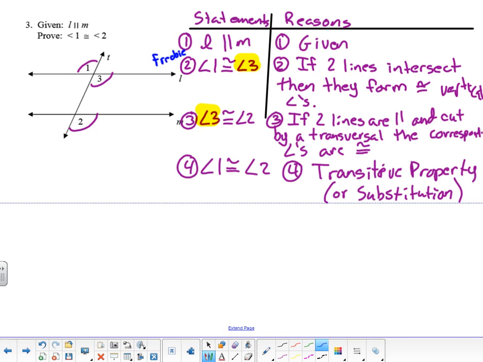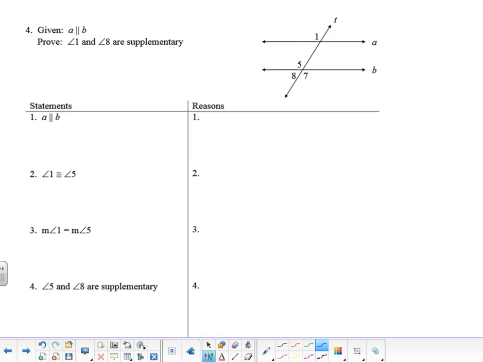Okay, now we got one more on the back here, and given that A is parallel to B, we want to prove that angle 1 and angle 8 are supplementary. So let's recall that angle 1 and angle 8 supplementary means they're going to have to add up to 180. So really what we're trying to get to is the measure of angle 1 plus the measure of angle 8 equals 180. Then we can make that statement. So let's go along here. All right, A is parallel to B, given.